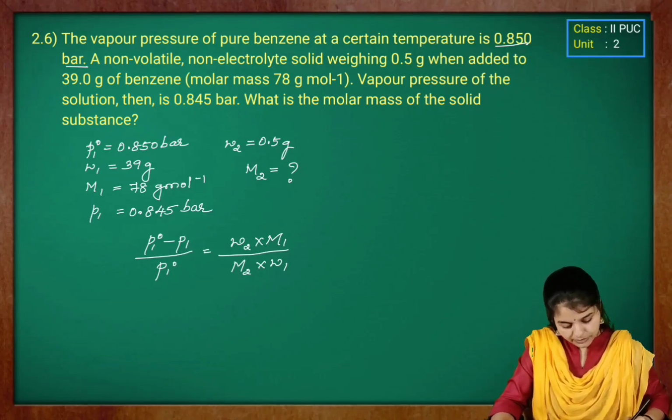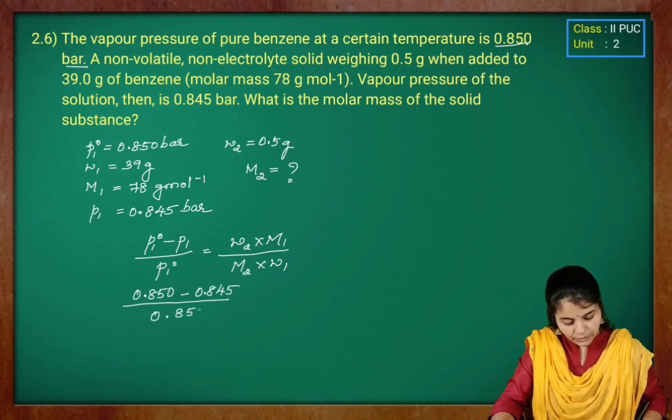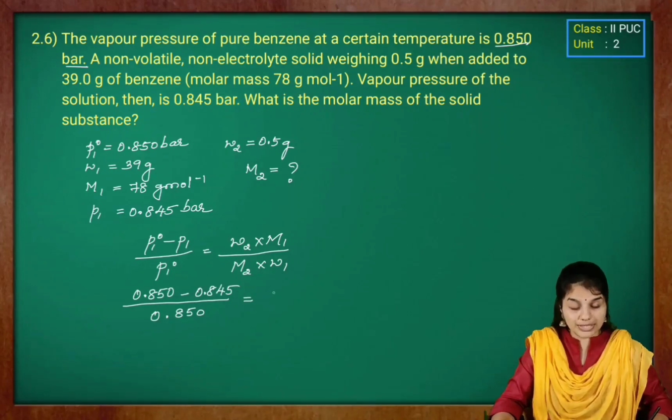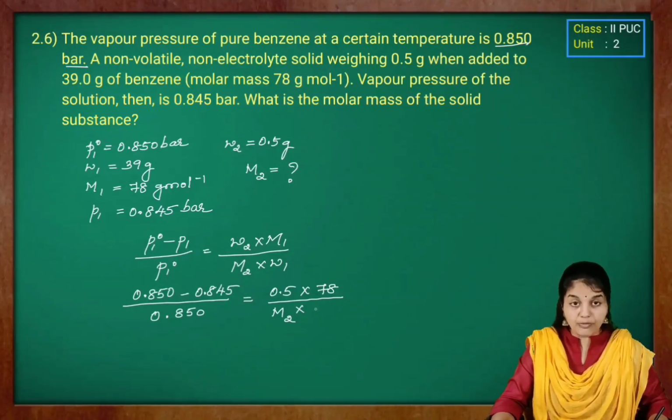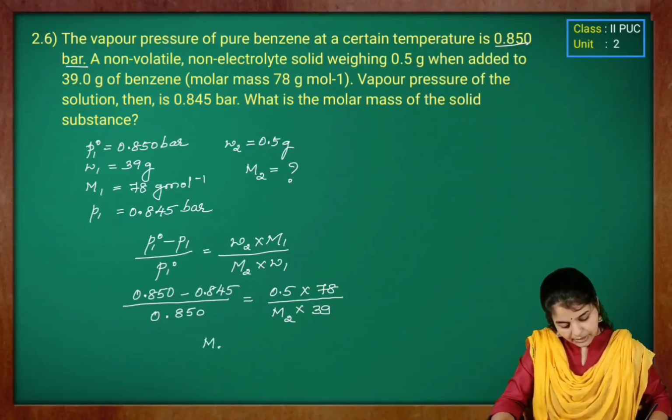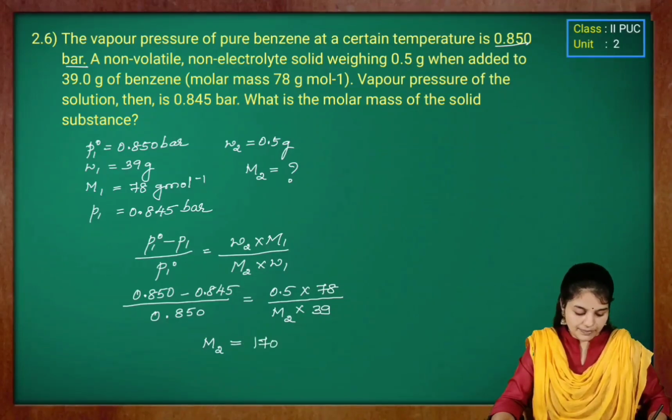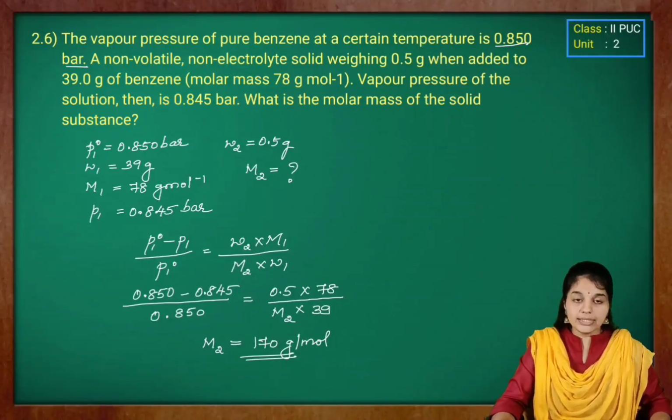Let us substitute all other values. P1 naught is 0.850 minus P1 is 0.845, divided by 0.850, equal to W2, which is 0.5 grams, into M1, that is 78 grams per mole, divided by M2, which we have to calculate, multiplied by W1, that is 39 grams. After simplifying this, we get the value of M2 as 170 grams per mole. So the molar mass of the solute is 170 gram per mole.